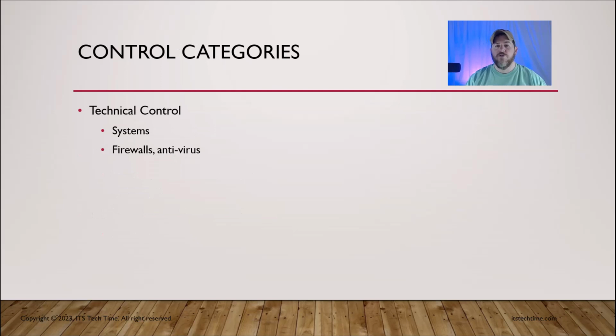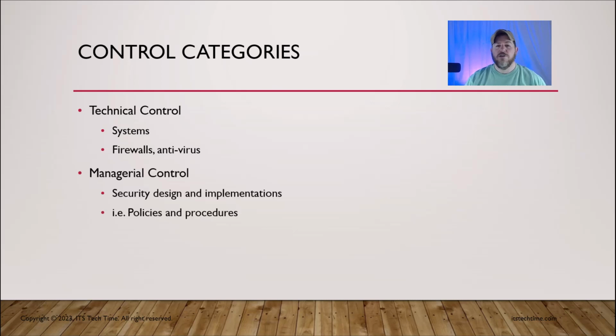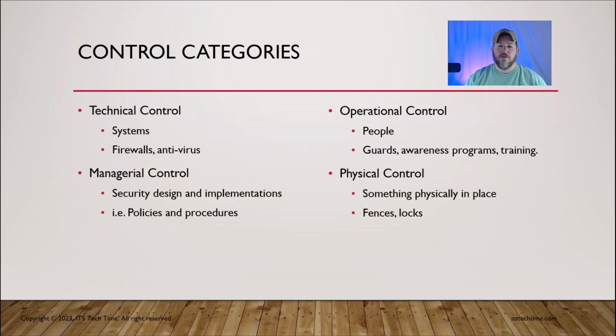There are different types of control categories. You have technical controls, which are the systems that are already in place, such as the operating systems, built-in security controls, firewalls, antivirus programs. You also have managerial controls, which are security designs and implementations or policies and procedures for your organization. You have operational controls, which are the people, for example, security guards or awareness programs. A lot of organizations send employees through mandatory phishing email training. You have physical controls, which are something physically in place. For example, you've got fences, door locks, and security lights in the building.